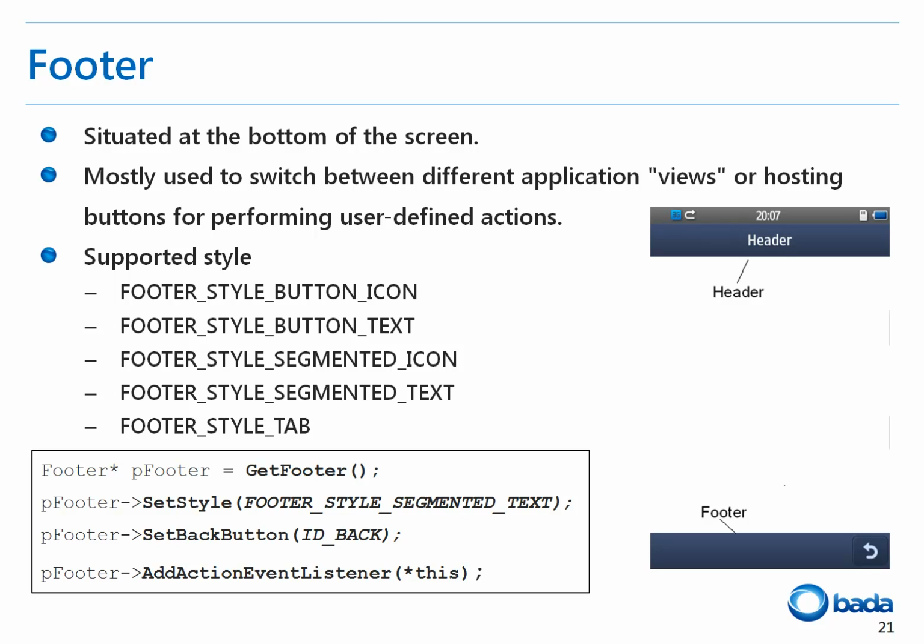exceed 4. The footer_style_segmented_icon style supports up to 4 segmented items with icons. In addition, one button item can be added on both sides of the segmented items as long as the number of segmented items doesn't exceed 2. The footer_style_segmented_text supports up to 4 segmented items with text. Here, one button item can be added on both sides of the segmented items as long as the number of segmented items doesn't exceed 2.